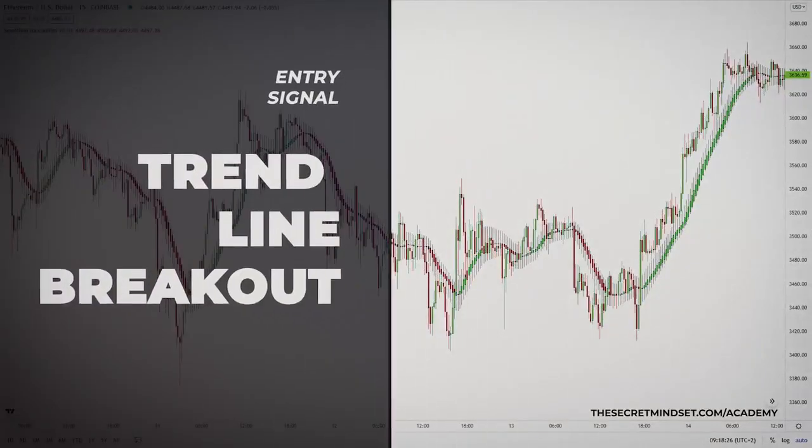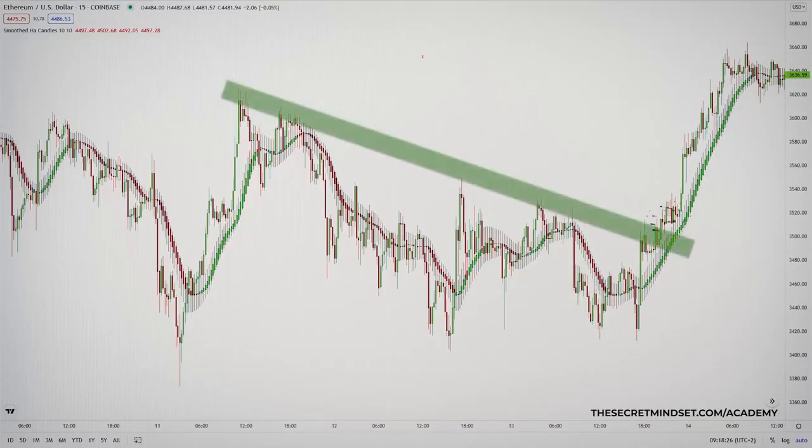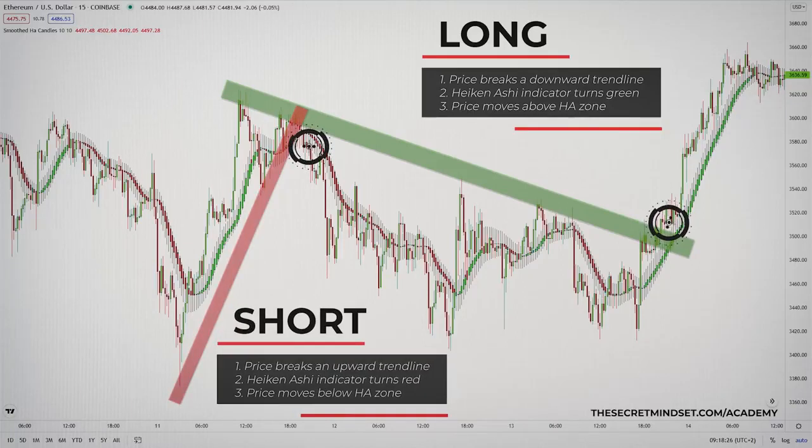Being a scalping setup, to increase the probability, I like to use a price action entry, the good old simple trendline breakout. When price breaks a downward trendline and the Heikin Ashi indicator turns green and price moves above it, you get a chance to enter long. When price breaks an upward trendline, the Heikin Ashi indicator turns red and price moves below it, you look to short the market.